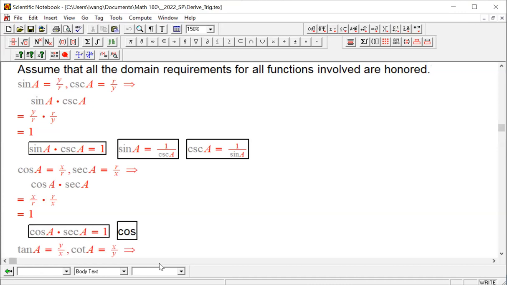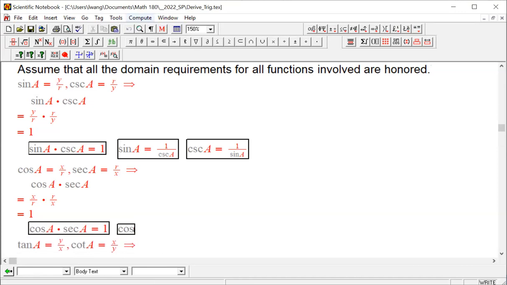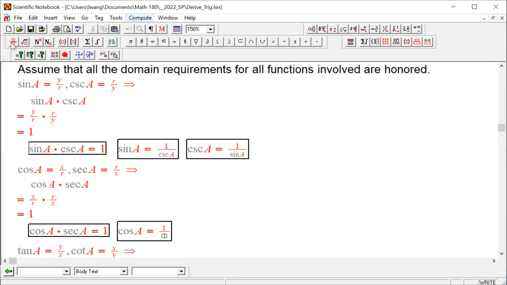Okay, so cosine of A, of any angle, is equal to 1 over secant of A. And the next one, okay, so secant of A is equal to 1 over cosine of A.